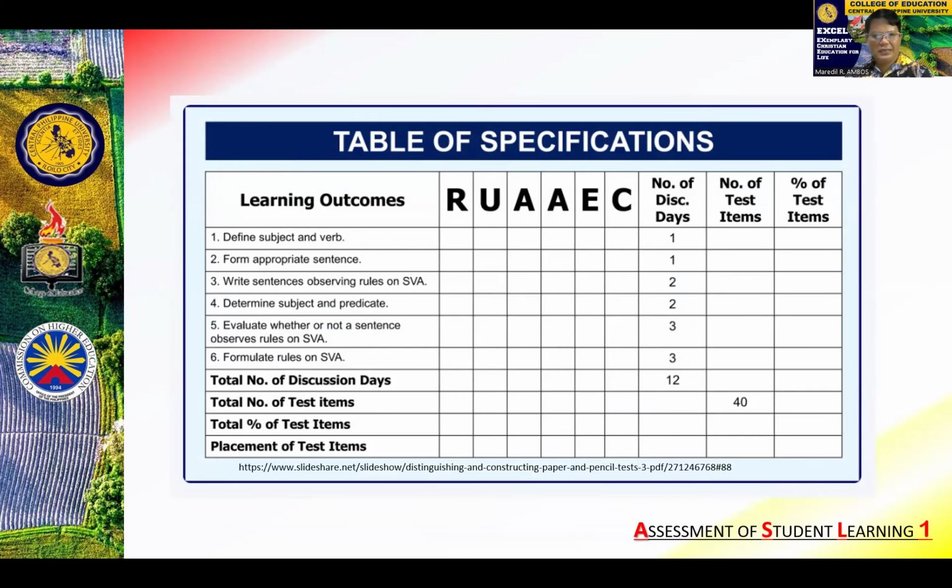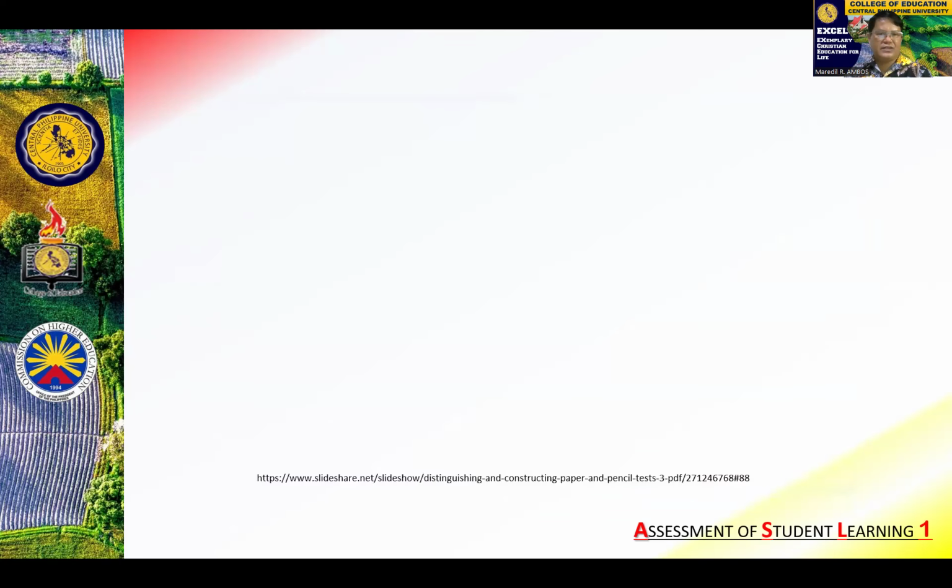The next thing that we need is to know the number of discussion days. For example, for learning outcome one, 1 day, for learning outcome two, 1 day also, for learning outcome three, two, for learning outcome four is two, for learning outcome five is three, and for learning outcome six, you have 3 days also. If you add it all, you have 12. And the total number of test items that the teacher develops is 40.